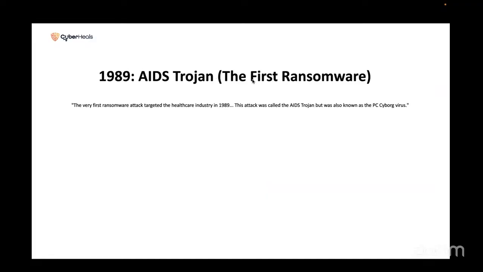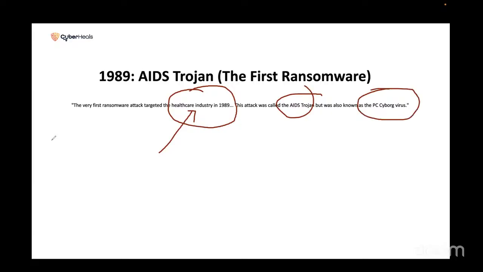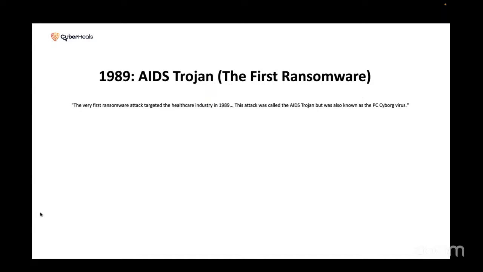The AIDS Trojan, the first ransomware. It was the very first attack on the healthcare industry. The AIDS Trojan, also known as the PC Cyborg virus. Please note this down, this is very, very important. We're talking about 1989. Wow, that's 35, 36 years back.